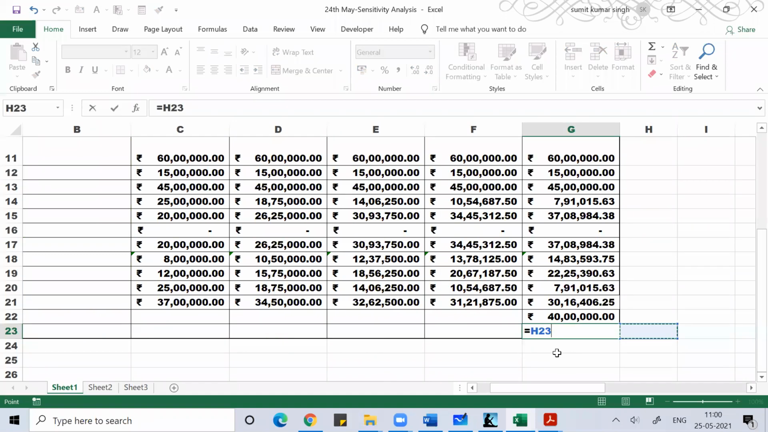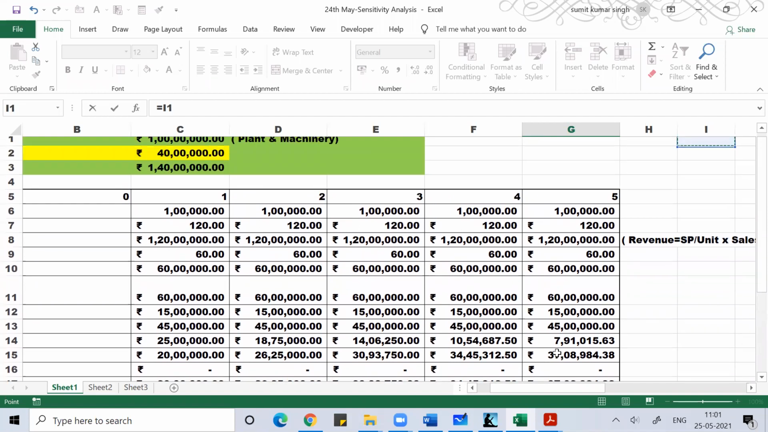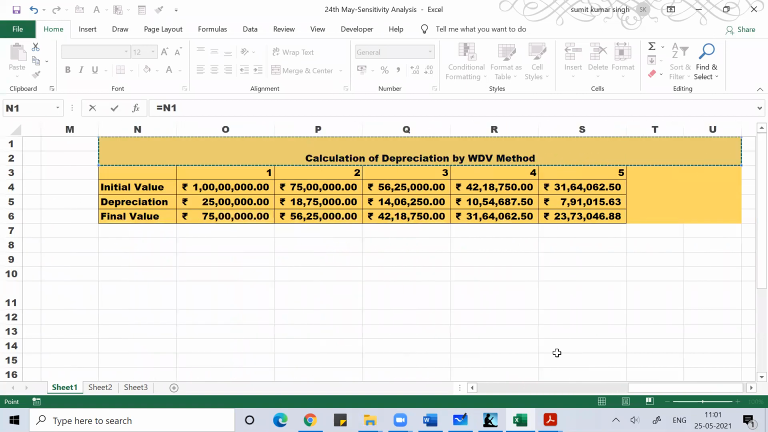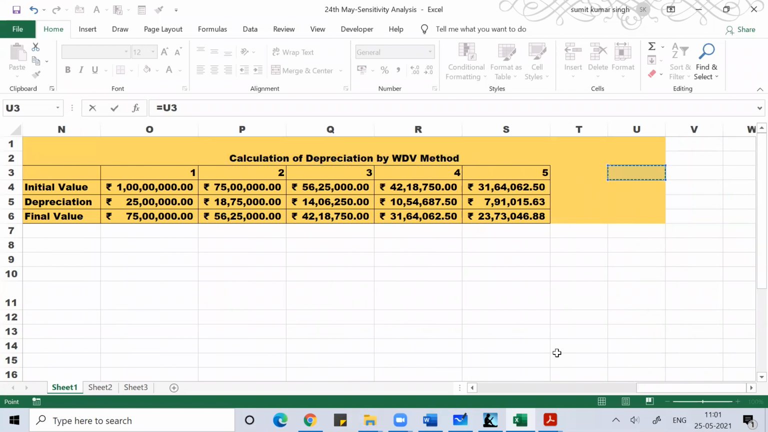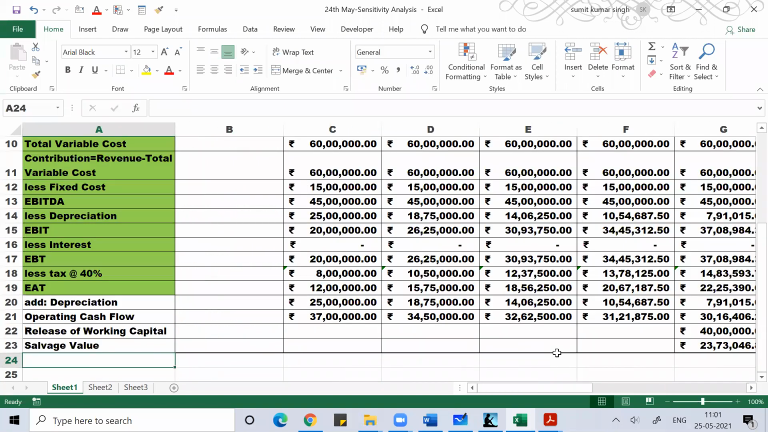I started this plant by putting 100 lakh. I spent 100 lakh rupees, although it is not given how I raised that 100 lakh rupees. I had to spend 100 lakh rupees on plant and machinery, and 40 lakh rupees on working capital. So altogether, I spent 140 lakh rupees.